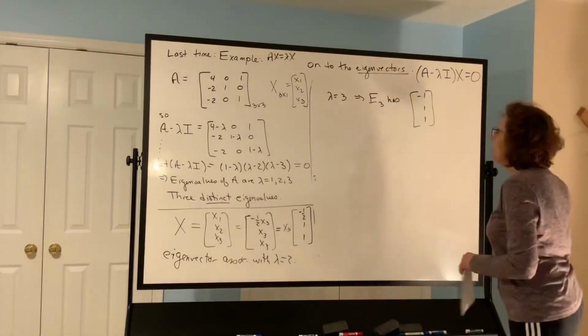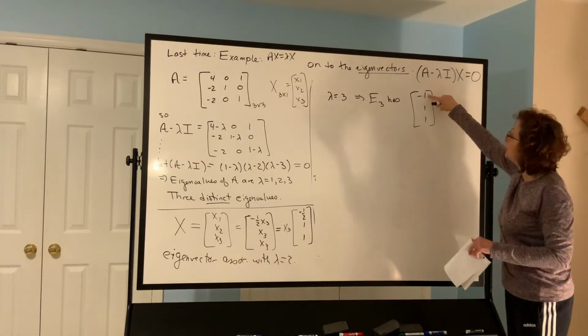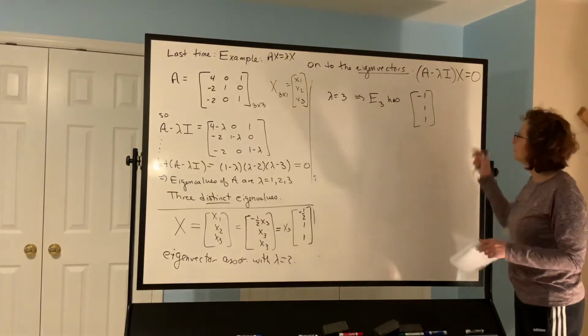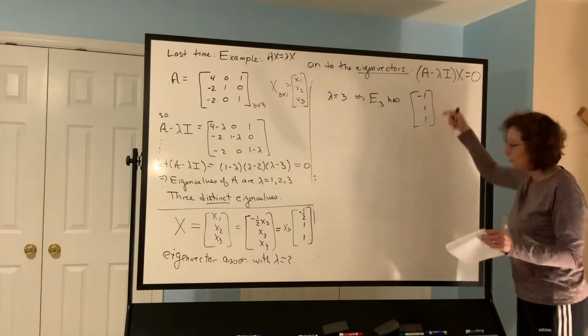-1, 1, 1, which really basically just says the second and third component have to be the same, and the first component is just negative, whatever those are, right? So again, there's infinitely many others, right? You could say 1, -1, -1. We could say -2, 2, 2, right?